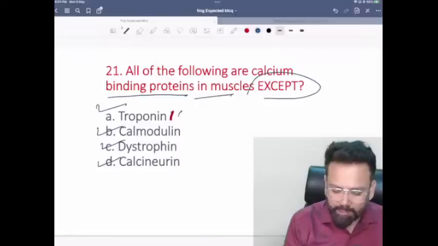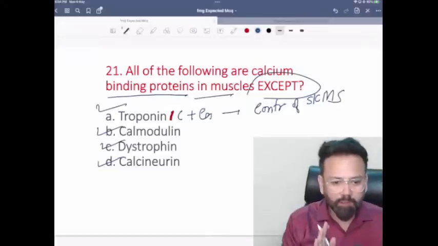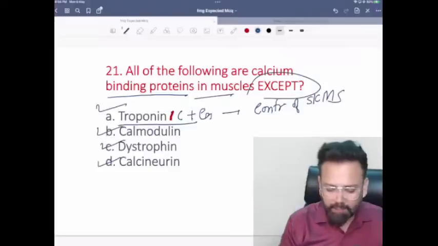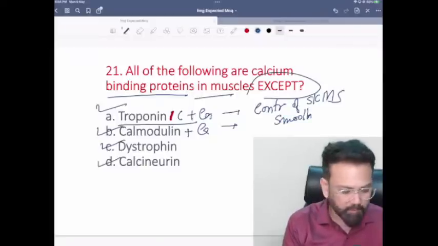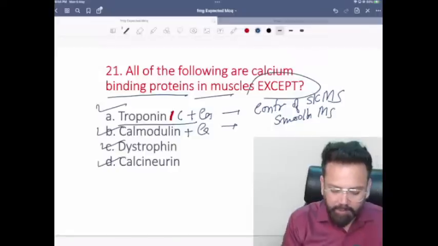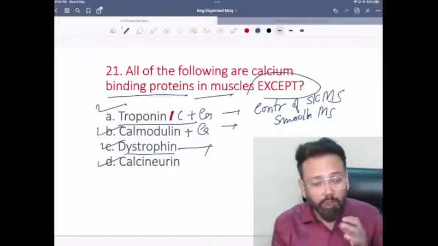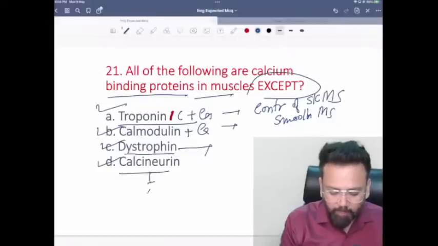See, troponin C binds with calcium to cause contraction of the skeletal muscle. You know this. Calmodulin also binds with calcium to cause contraction of the smooth muscle. Dystrophin is the protein which transfers the contraction of muscle to the bone. Calcineurin also binds with calcium.